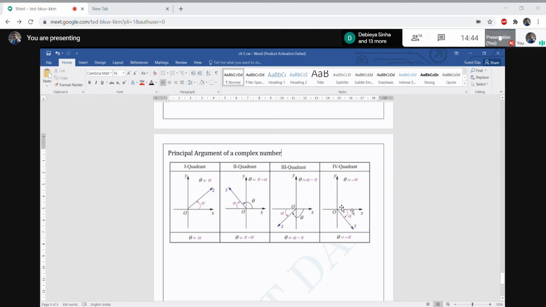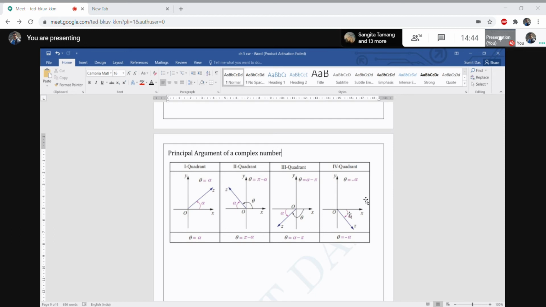If it is in the fourth quadrant, we can directly say it is minus alpha, because that is the negative direction of theta. So now this is the principal argument. Okay, fine, it is not so important. We need to learn how to represent a number in polar form.